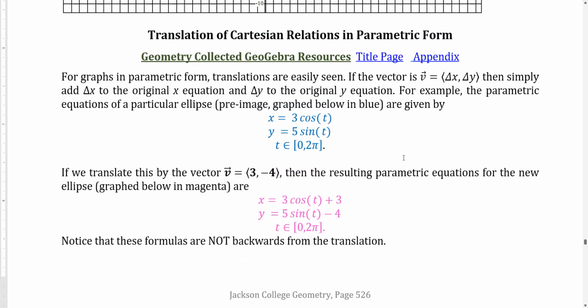All right, so how do you do the equations of that? Well, it's super simple, and it's not backwards on this one. All you have to do is the new x has to be 3 bigger than the old x, so you just add 3 to the formula. And the new y has to be 4 less than the original y, so you just subtract 4 from the formula. So it's real easy to come up with the new formula in parametric equations, as long as this vector is in component form: you just add those components to the x and y formulas. The formulas are not backwards from the translation, where they were before in just regular xy graphing.